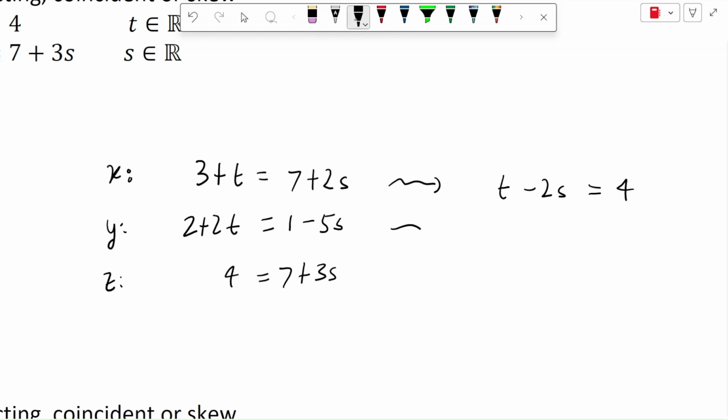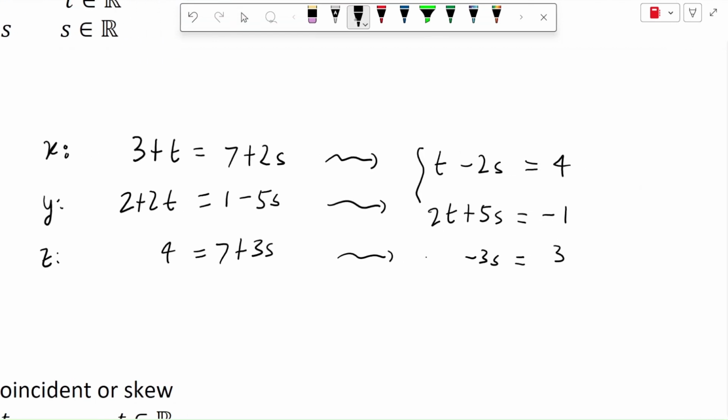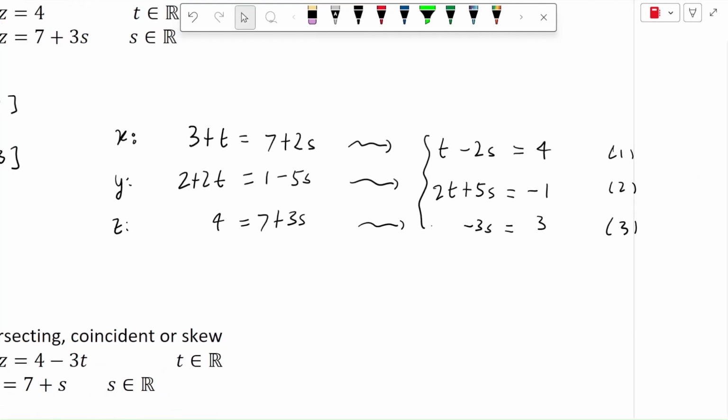Okay, from the y equation, we can do a similar thing. So I'm going to have 2t plus 5s equals, and then the constants have to come across, minus 1. And then over here, there's no t's, so we're just going to be left with minus 3s equals 3. There's 7 take 4. Okay, this is a set of 3 simultaneous equations. It's actually only got 2 unknowns though, so this is a bit different to how we normally solve simultaneous equations.